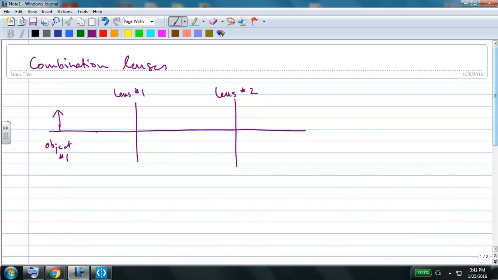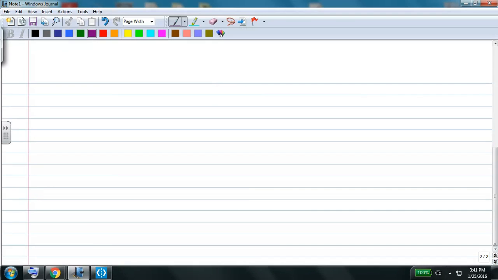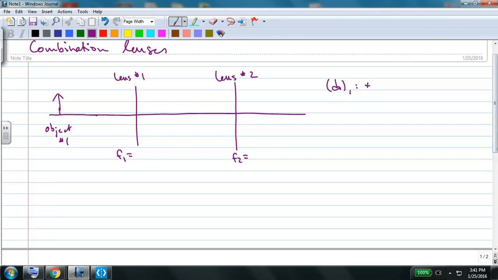First of all, my recommendation is to always draw the picture. You don't actually have to draw the lenses in, just call them lens one, lens two. You don't have to draw them in as converging or diverging. But my recommendation is that you write down what F1 is, you write down what F2 is, and you put in as much information as possible. Our assumptions are going to be that object number one is always upright and it's always to the left of lens number one. And so that means that DO1 is always going to be positive.